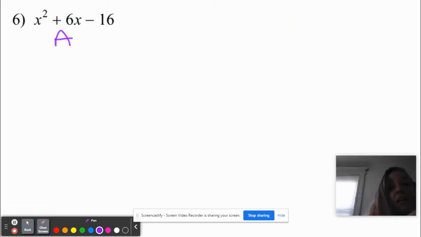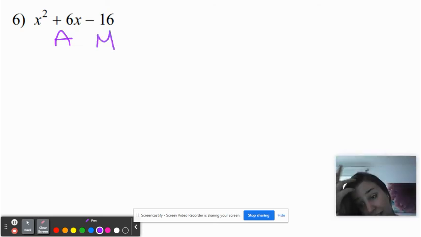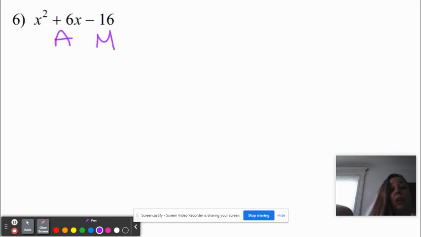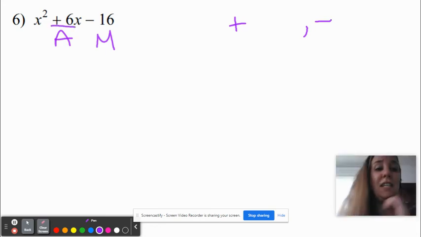Adding to positive 6, multiplying to negative 16. So to multiply and get a negative, you need a positive and a negative. Okay, so you need a positive and a negative, and the bigger number should be positive. The bigger number needs to be positive, so we can end up with a positive 6.